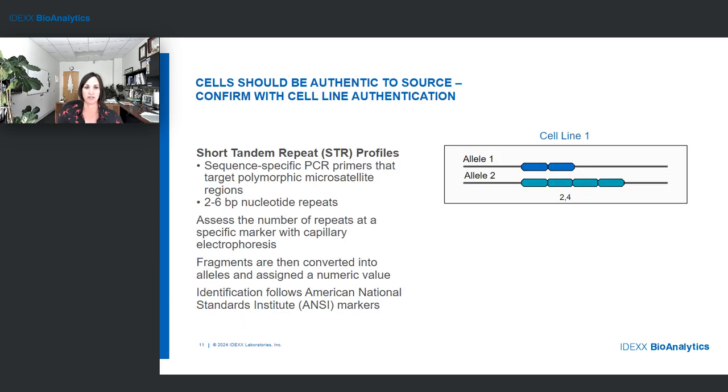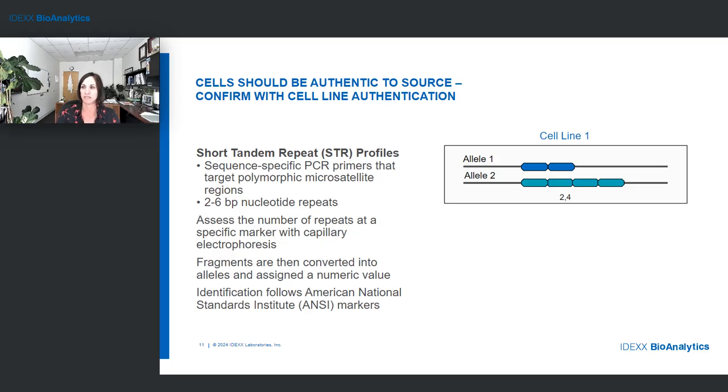So cell line authentication through the use of STR profiles is the method that we use to confirm that the cells that you're using are authentic to their source. And this testing consists of short tandem repeat PCR profiles where sequence-specific PCR primers are used to target polymorphic microsatellite regions. These have anywhere from 2 to 6 base pair nucleotide repeats within them. And then the number of repeats at each specific marker is determined, then converted into an allele with a numerical value, and a profile is generated.